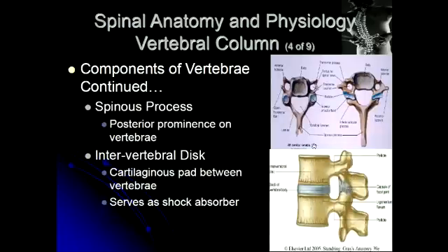The other bone that's kind of unusual is the spinous process here, which is the posterior prominence on the vertebral body. So it's similar to the transverse process, which goes horizontally. This goes vertically. This is the bone you actually feel when you touch your spine in the back; you're feeling the spinous process.